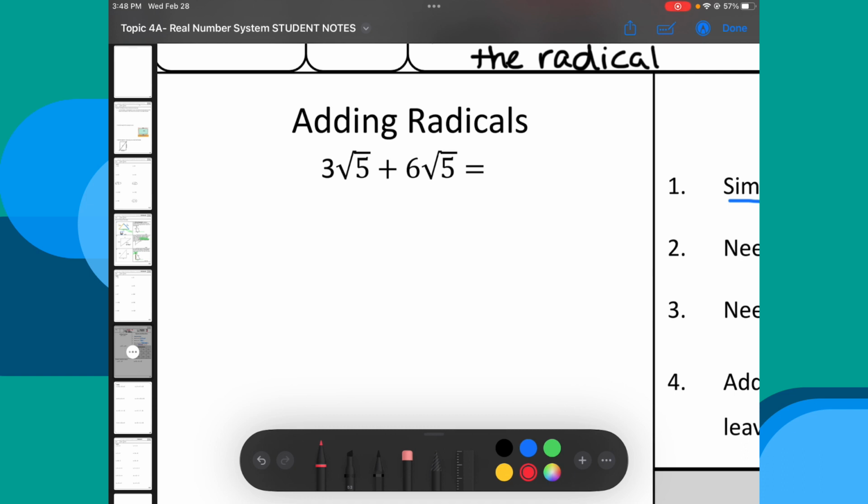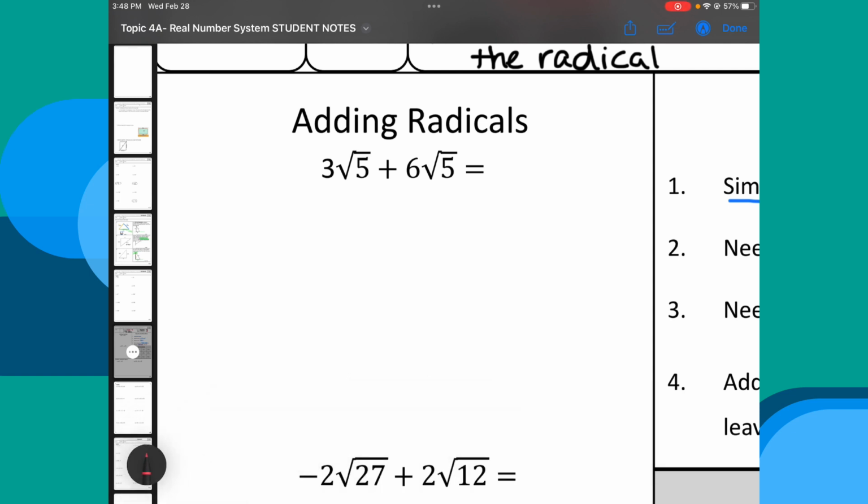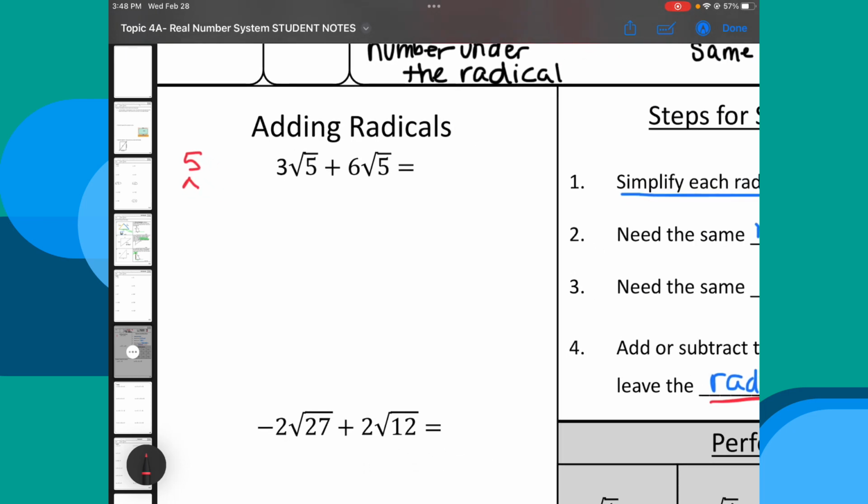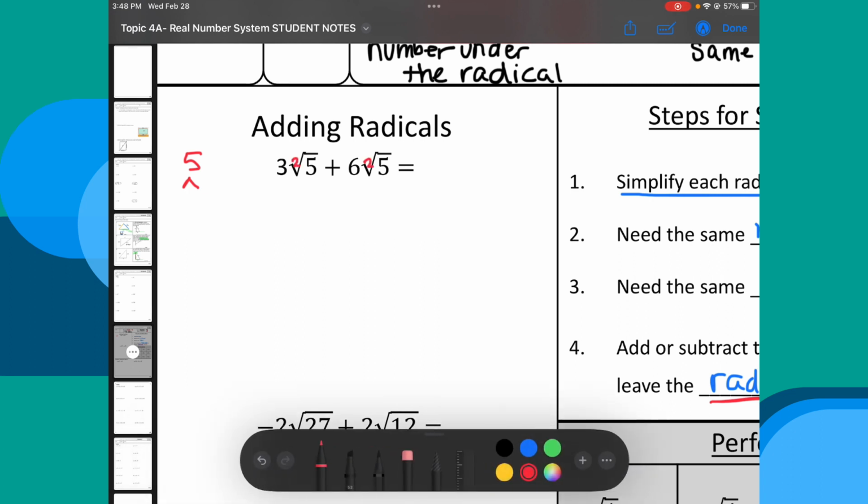So here we have the 3 square root of 5 plus 6 square root of 5. So 5 cannot be simplified. If we try to make a factor tree with 5, we can't do it. So then we check that our indexes are the same. So our index here is 2 and our index here is 2. So they are the same, and the radicand, we have a 5 and we have a 5.